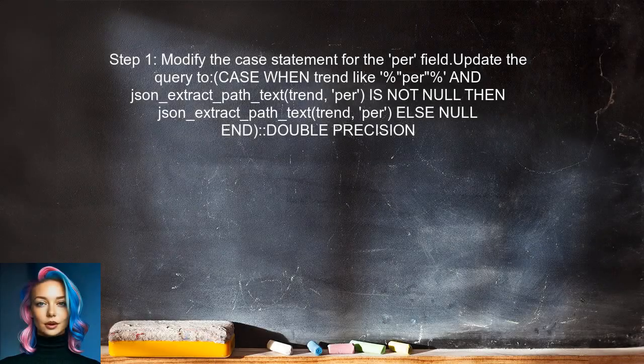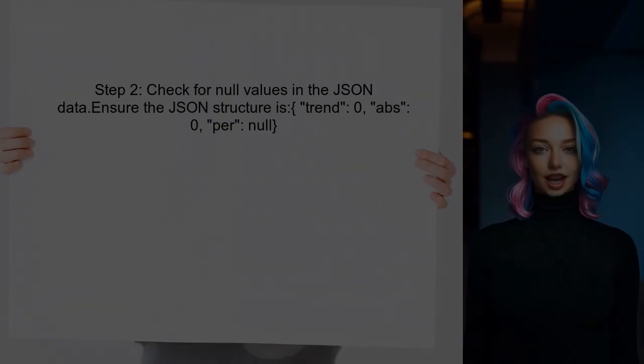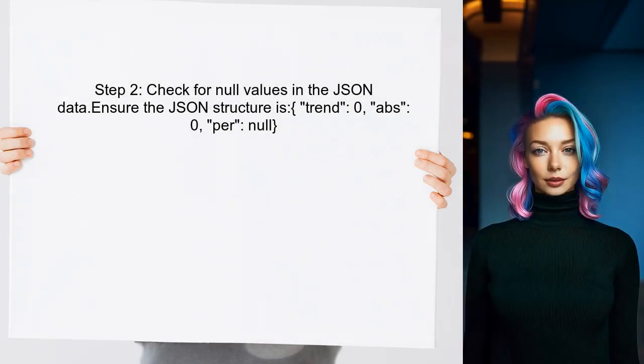To resolve the Redshift error regarding the missing data for the Not-Null field, the user should first ensure that the query handles null values correctly. This can be done by modifying the case statement for the per field. Next, the user should check if the per field is indeed null in the JSON data. If it is null, the query should return a default value instead of causing an error.